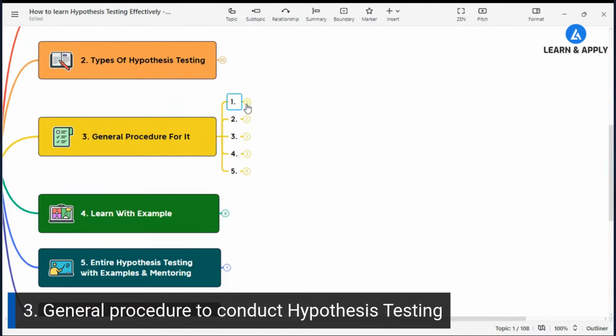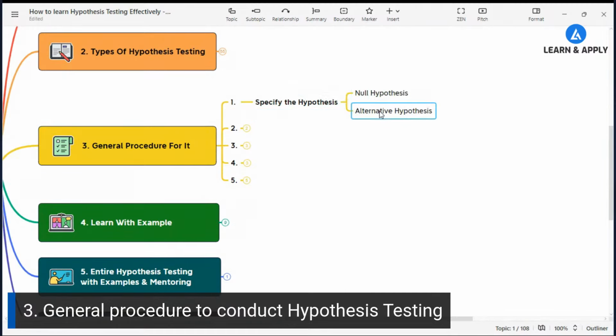The first one is to specify the hypothesis. We need to understand the practical problem, and we need to formulate two important hypotheses here. One is called the null hypothesis and the other the alternative hypothesis. Of course, we need to go into detail to understand what a null hypothesis and an alternative hypothesis are. I will explain in short once we go through one of the examples. But this is the first step. We need to specify the hypothesis, and in that, we need to mention what the null and alternative hypotheses are.